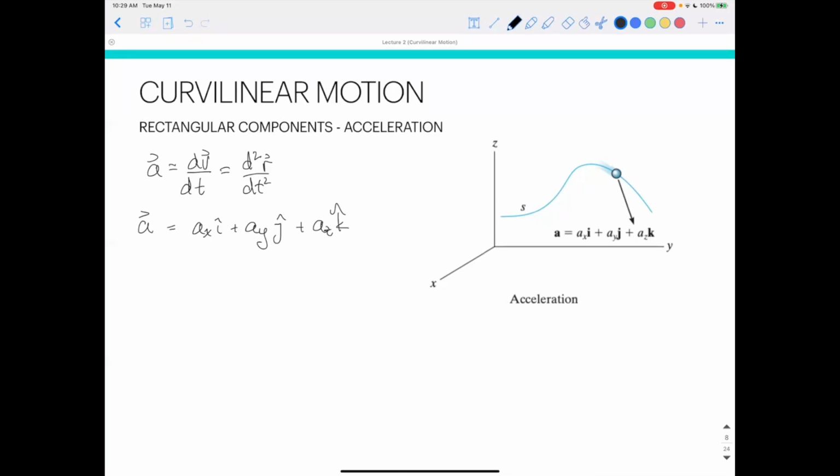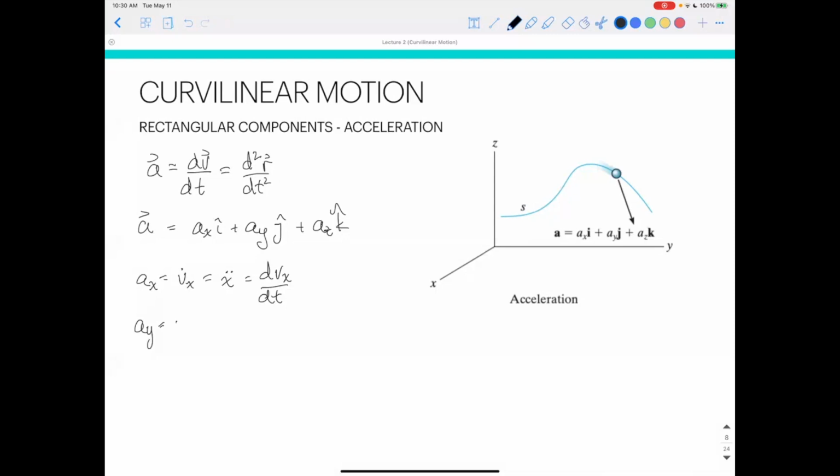So ax, ay, and az are all the components of acceleration acting in the x, y, z direction. And we can write ax is equal to the derivative of our velocity in the x direction, which is equal to the double time derivative of our x position, which we can also see as dvx dt. So if we know our component velocity in the x direction, we take the time derivative of that, we get our component acceleration in the x direction. And we can write the same thing for all the other directions.